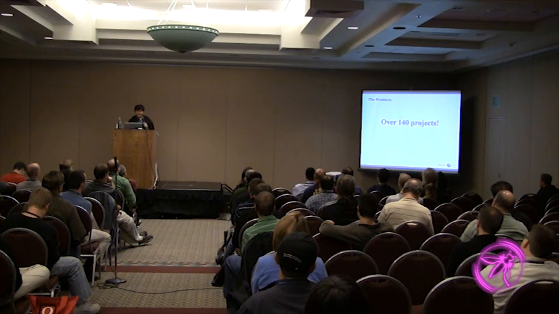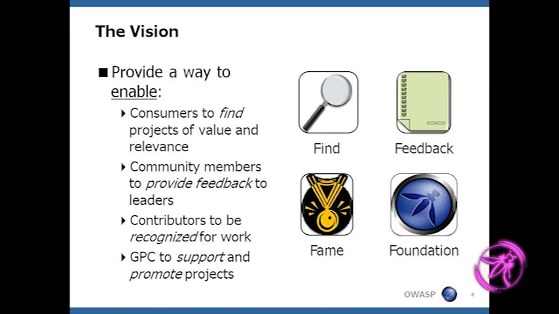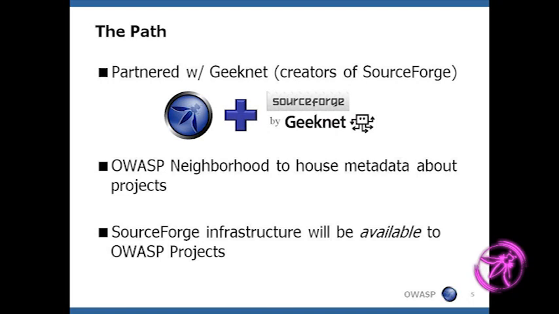So that's a problem that we wanted to solve with the OWASP projects portal. We wanted to provide a way for consumers to actually find projects. We wanted to provide a way for our community to provide feedback for projects, and for our contributors to actually get recognized for their projects. And of course, we at the Global Projects Committee had a little bit of a selfish, non-altruistic part of it, and that's the fact that we want to be able to manage and sort through the projects. So it's not all warm and fuzzy. There's some selfishness to it. But this is really the point, the vision of the OWASP projects portal. So what did we do, or what are we going to do? Well, we partnered with SourceForge.